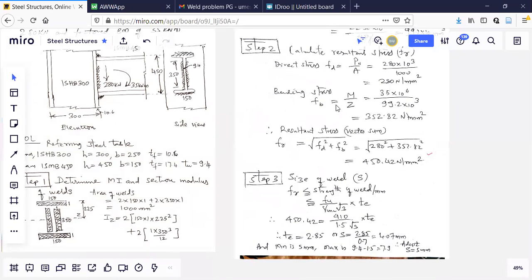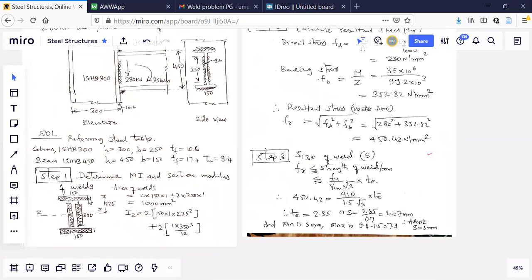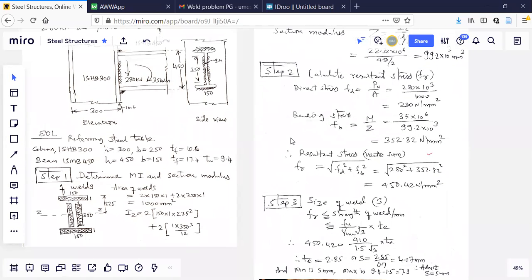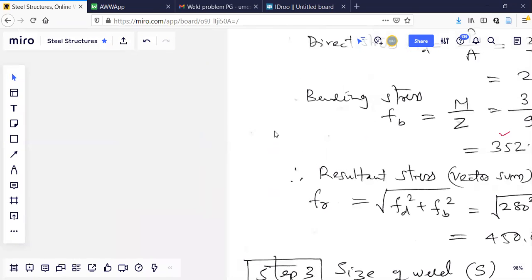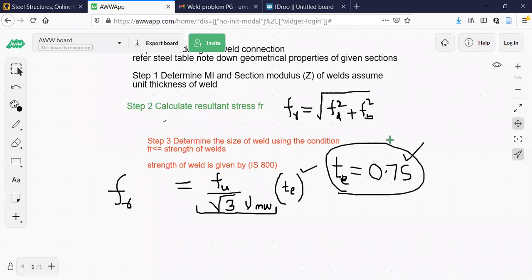If you want to understand the final formula, you have to use T only here, 150 into T, and calculate in terms of T only. IZ will be in terms of T, FD will be in terms of T, FB will be in terms of T, and this side also T will come. Then it becomes a little bit extra time consuming, so we have resorted to a simple technique like this. So these are the steps here. All the steps are over.